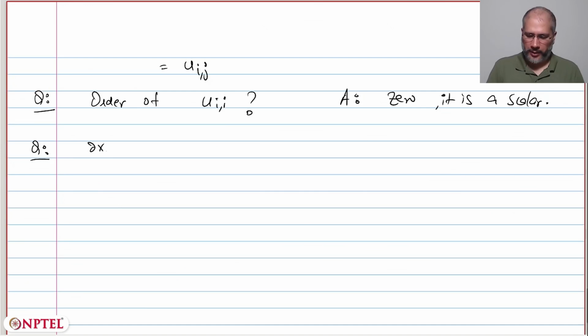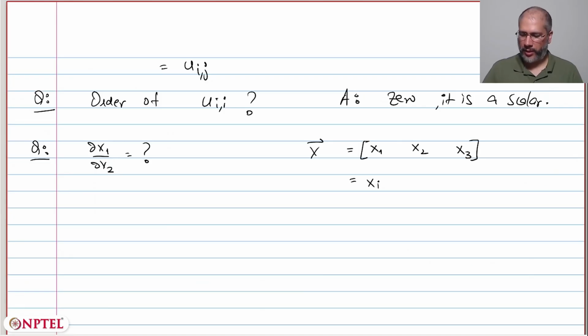Now if I write the quantity del x1 by del x2, what exactly would that mean? As you can see, x is a vector here, and x actually is the position vector. We've been writing the position vector x like this. It has 3 components, x1, x2 and x3. I can also write this as xi ei. The position vector is simply a vector that joins the origin to the point P whose position can be represented using this position vector.